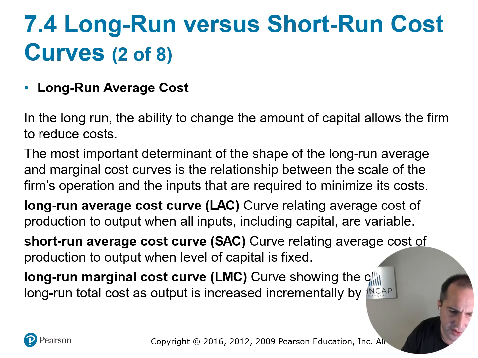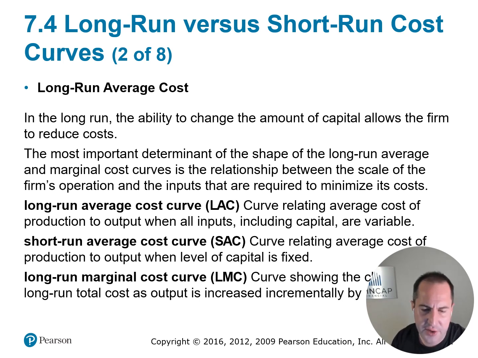Long run average cost curve. The ability to change the amount of capital allows the firm to reduce costs. The most important determinant of the shape of the long run average cost and marginal cost curves is the relationship between the scale of the firm's operations and the inputs required to minimize its cost. Well, if you're working for a software company, it might not be like fixed costs because once you have the software developed, you have it, right? Not a lot of variable costs compared to a home builder, where it's probably all variable costs. Like, hey, are you buying the equipment and have the labor to build the home?